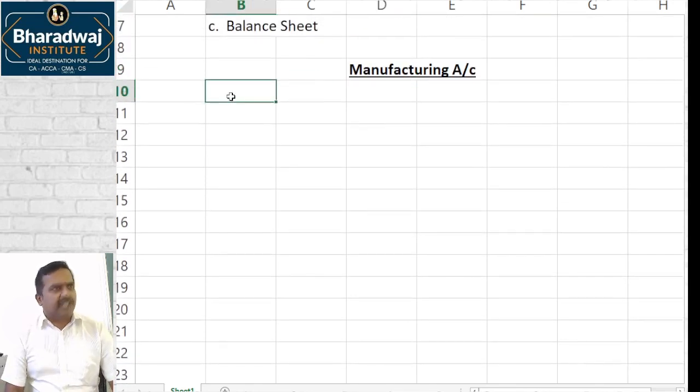In the manufacturing account, first we will record raw material consumed. The first thing that is going to be recorded is raw material consumed. Put it.